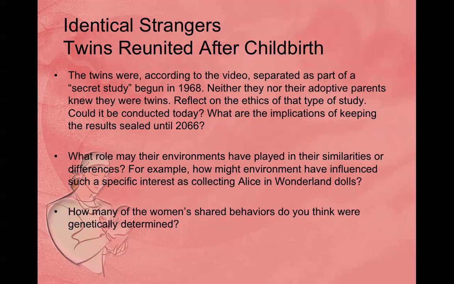The study of identical twins who were separated at birth has helped researchers determine the effects of genetic and environmental factors in human development. There is a web link in Blackboard where you can view a video account of twin sisters who were part of this study and who were reunited later in life. As you view the video, think about the following questions. What role may their environments have played in their similarities or differences? How many of the women's shared behaviors do you think were genetically determined?